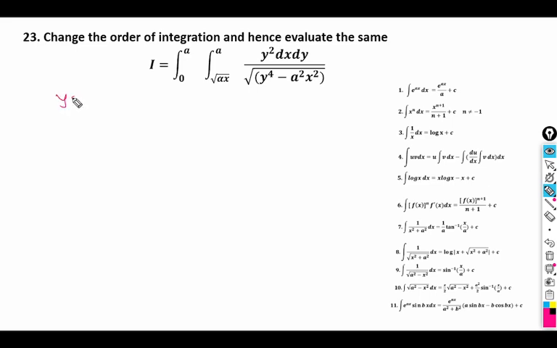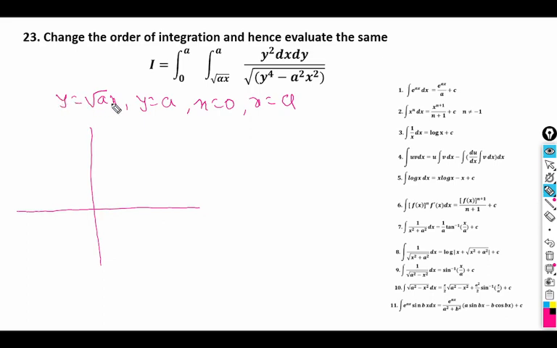y equal to root ax, y equal to a, x equal to 0, and x equal to a. So these are the 4 curves that we have. So we should draw these 4 curves first. Now y equal to root ax means y square equal to ax. Now if an even power of y is there, symmetry is about the x-axis. So y square equal to ax is a right hand parabola.